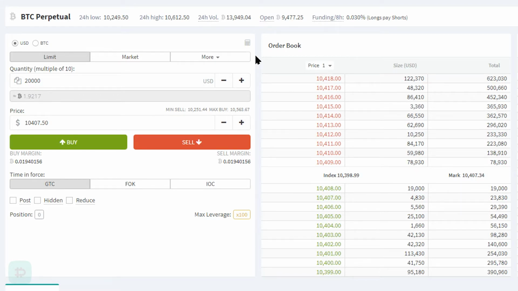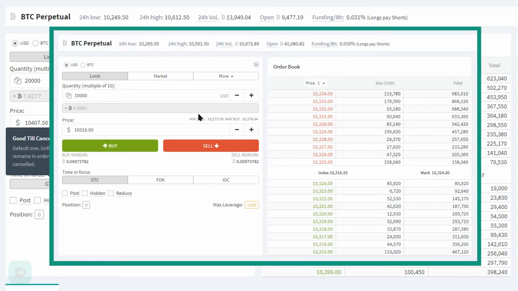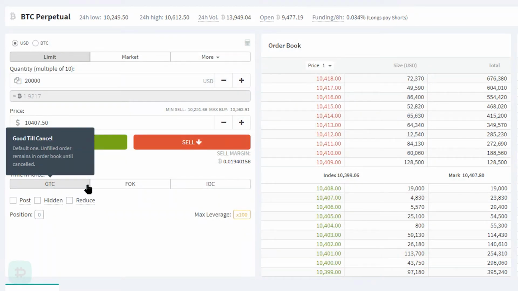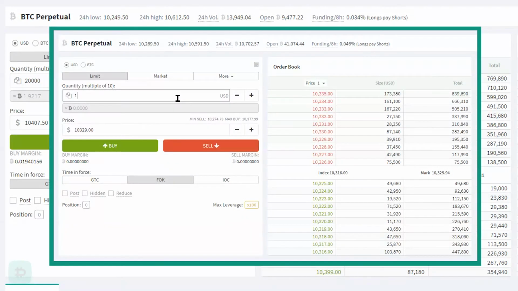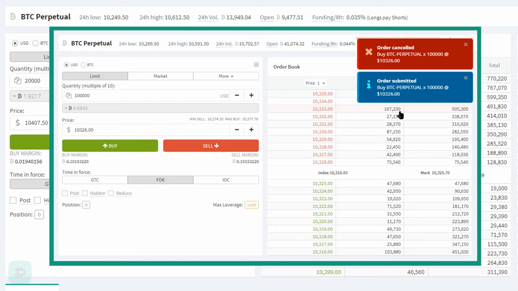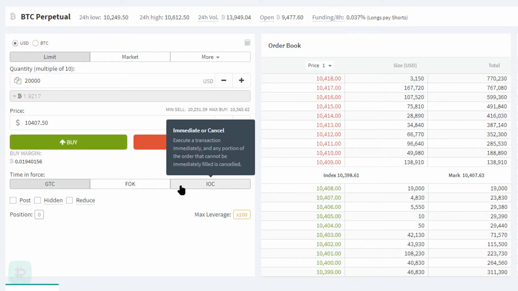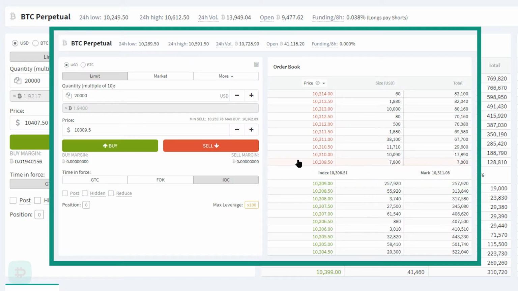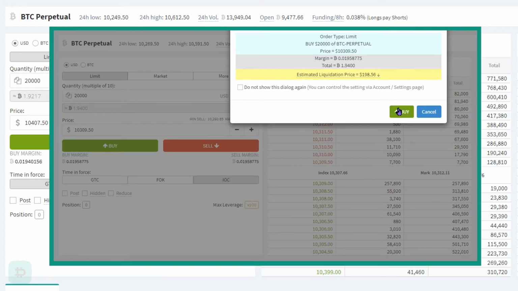The time in force rules. GTC, or good till cancelled: this order will stay open until it is either filled or cancelled. FOK, or fill or kill: this order must be filled completely or it is cancelled. IOC, or immediate or cancel: this order must be filled immediately or it is cancelled. The difference here being that a partial fill is acceptable.